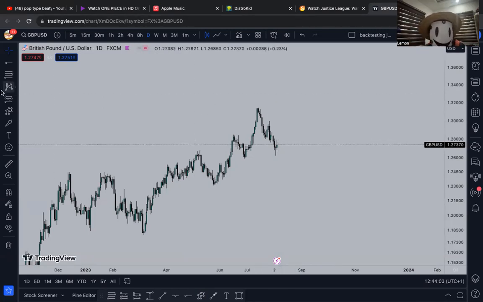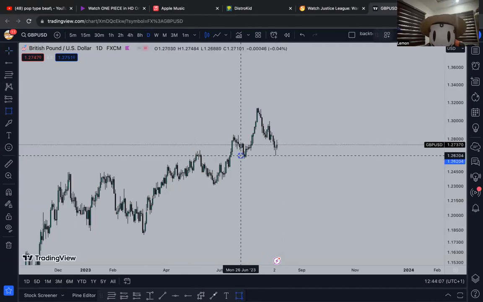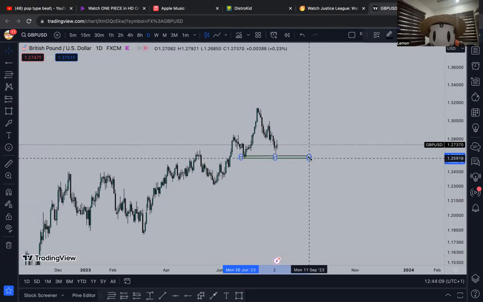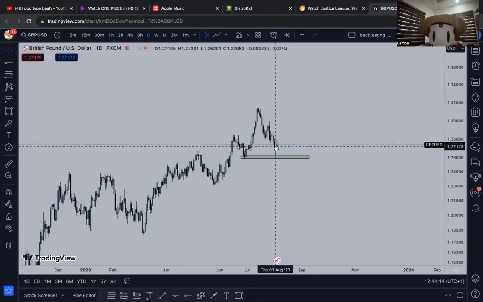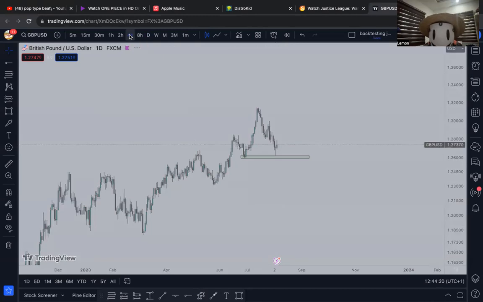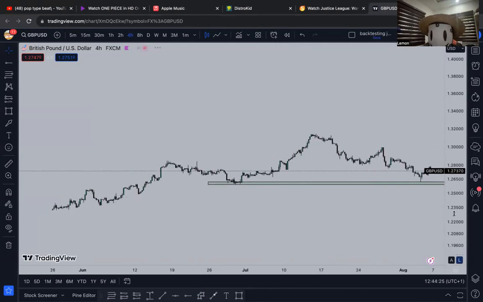So on our daily time frame now, let's draw the last higher low. Let's put it at this zone. You can see price wicked down, came back up, and closed. Then we are seeing a reversal there. So if you go to our H4, you see a clearer picture.